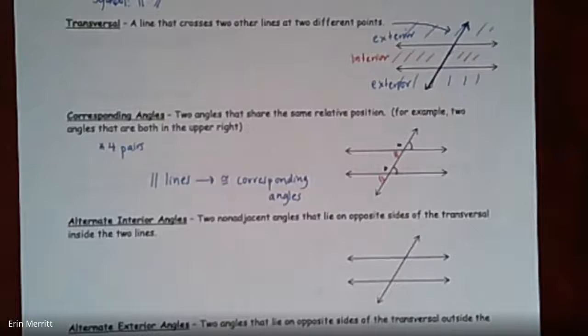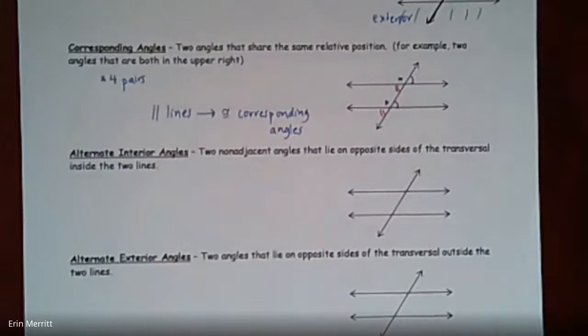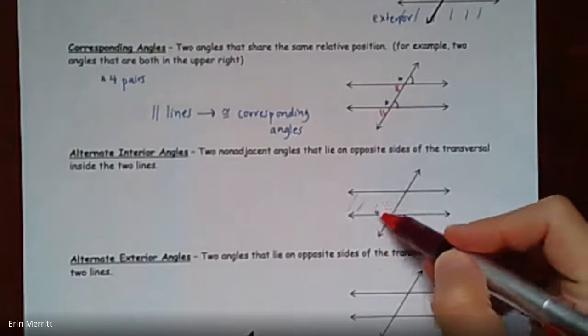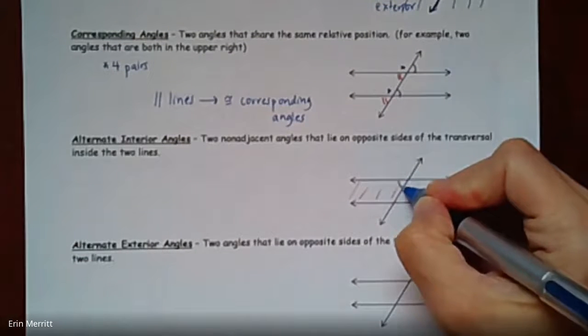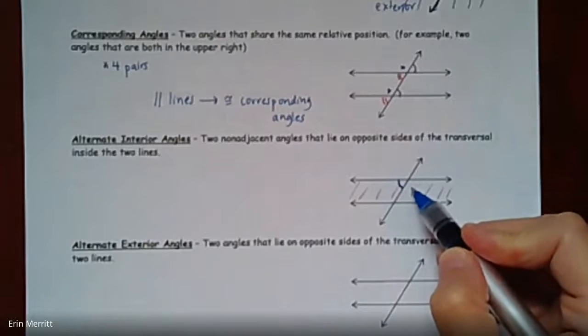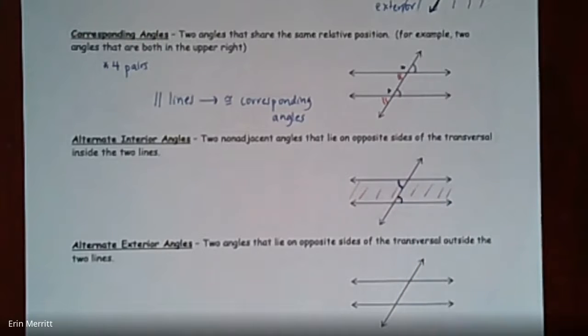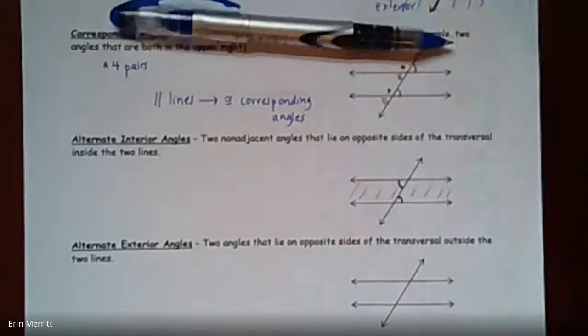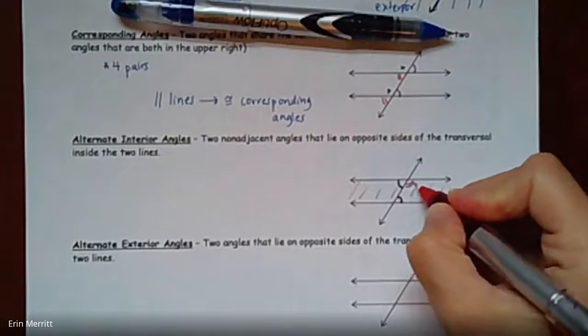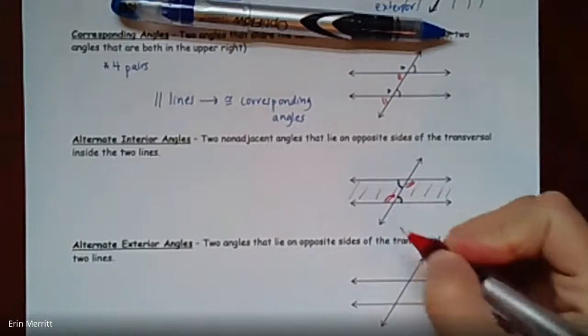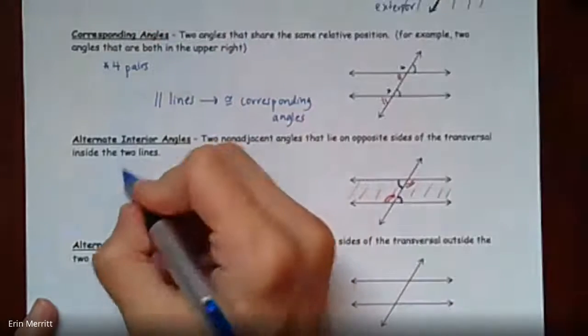All right, the next set, alternate interior angles. All right, so when we said interior, think this area in between the lines, that's the interior. So it says two non-adjacent angles that lie on opposite sides of the transversal line inside the two lines. All right, sounds a little wordy, but if I go here, I have to go to the opposite side adjacent to the other parallel line. So down here, that's a pair of alternate interior angles. The second pair are the ones right next to them, but inside the lines. So there's just two pairs here.